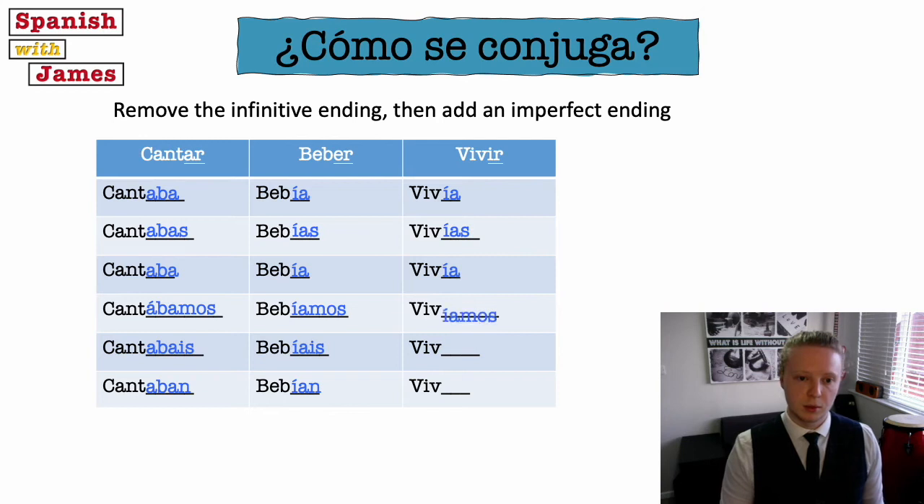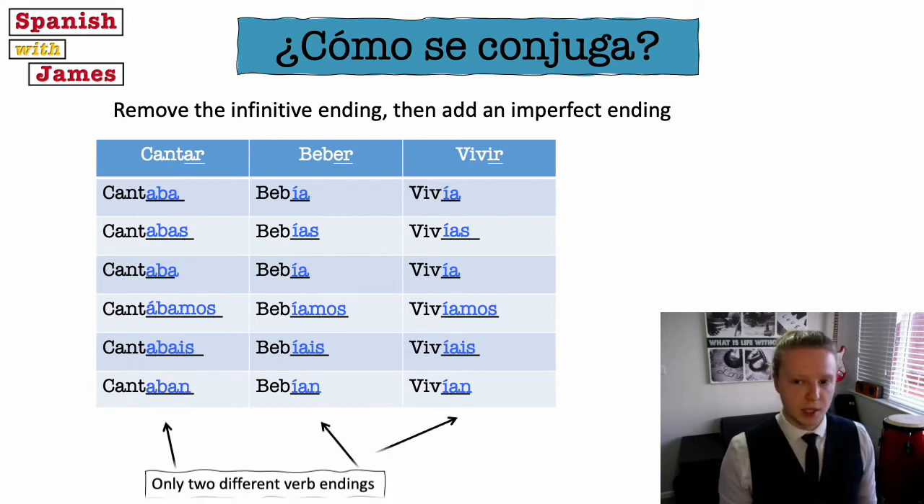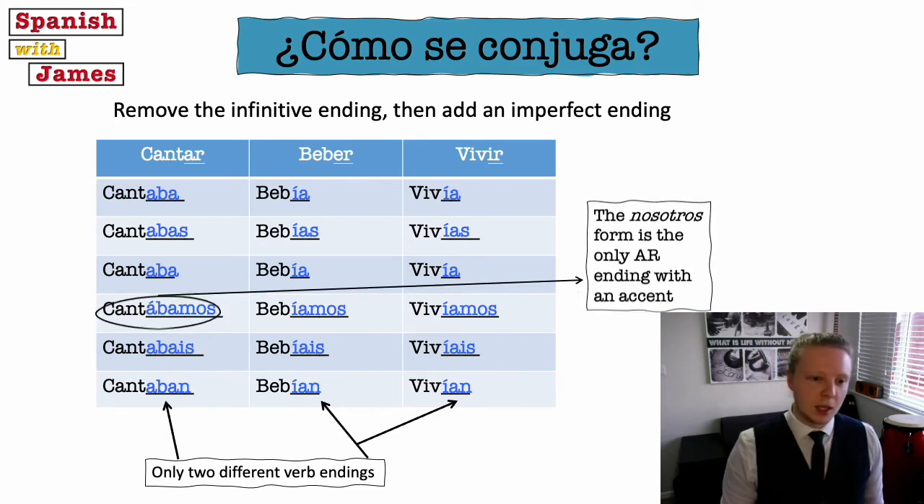And again, exactly the same endings, just like in the preterite, you've only got two sets of endings to learn instead of the three that you've got, for example, in the present tense. So that makes learning the imperfect quite a lot easier.